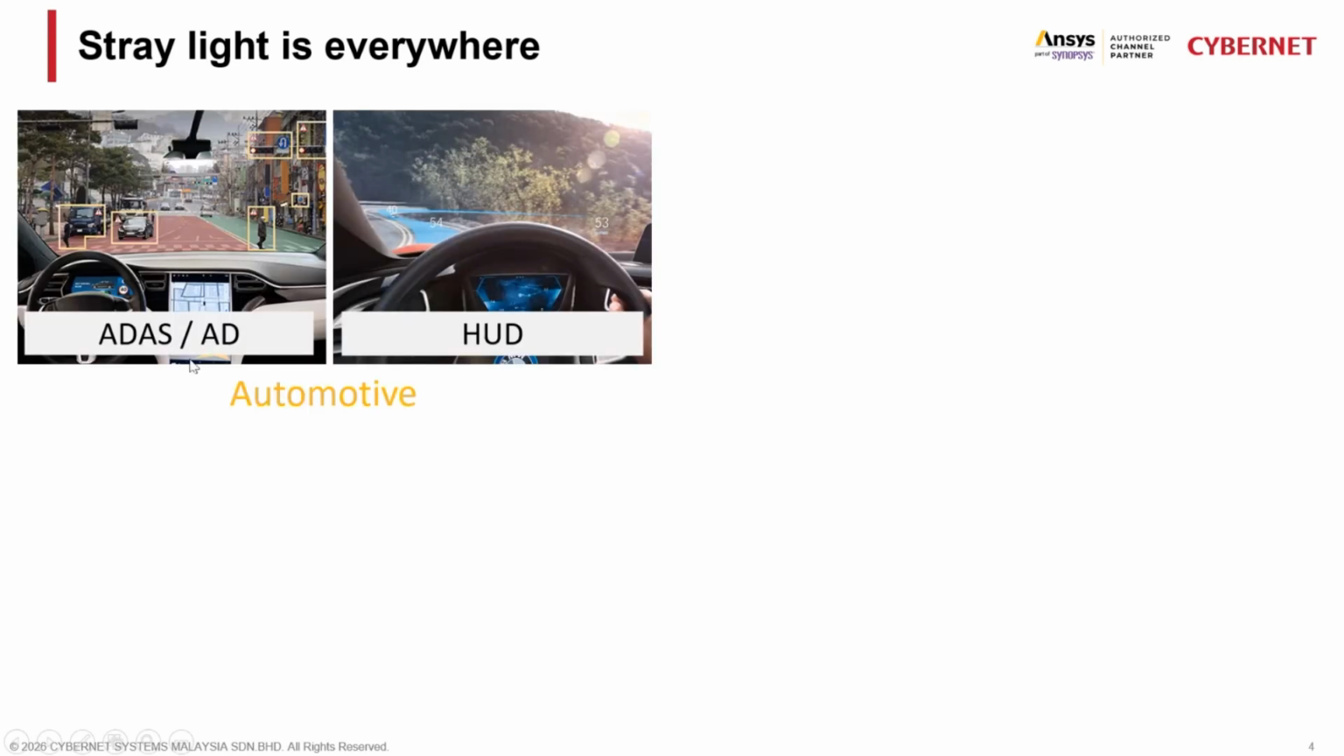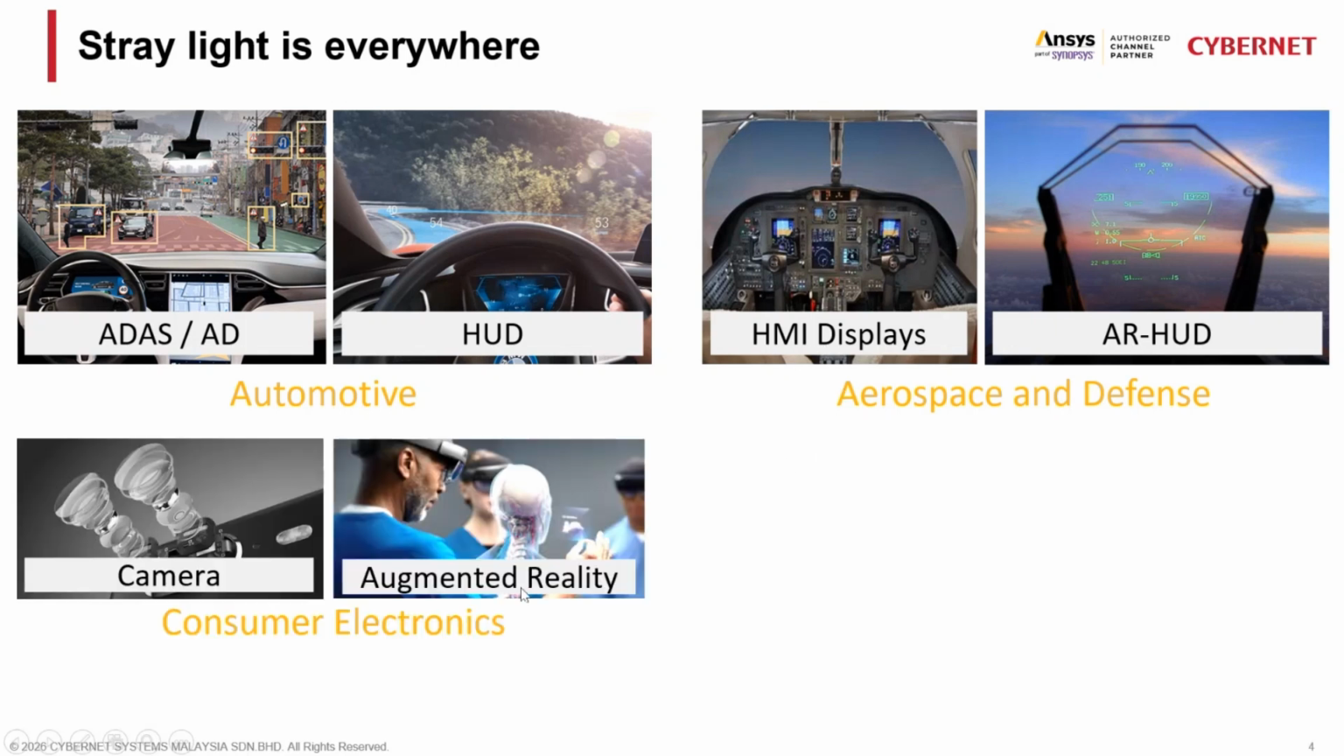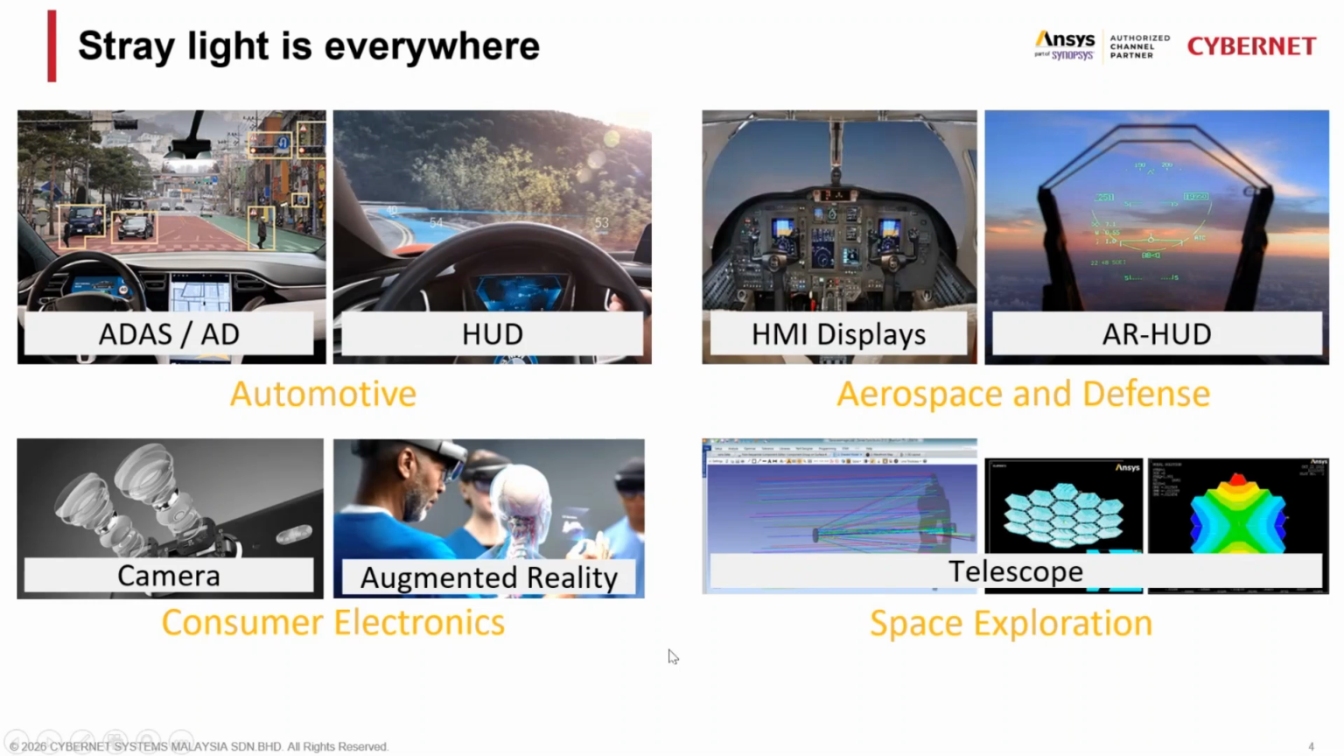Okay, so as we know, in camera systems and other systems, Straylight is everywhere. As you can see, it appears in HUDs, the automotive and ADAS systems, and also in aerospace and defense, AR HUD and HMI displays, and also consumer electronics like cameras and AR/VR scopes, and also space exploration inside telescopes.